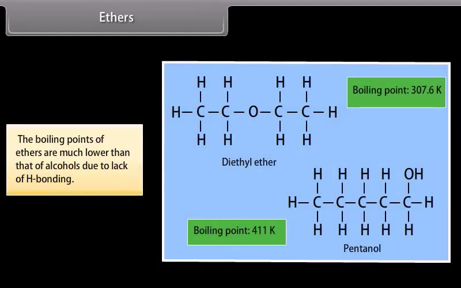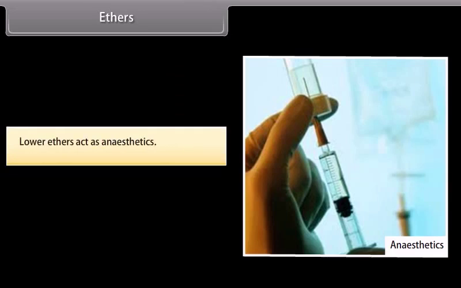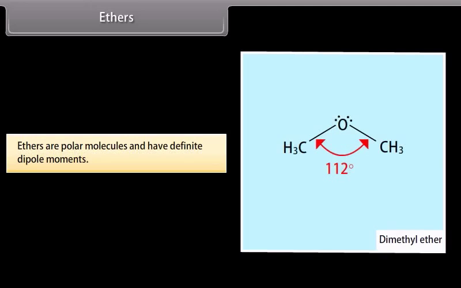The boiling points of ethers are much lower than that of alcohols due to lack of hydrogen bonding. Lower ethers act as anesthetics. Ethers are polar molecules and have definite dipole moments.